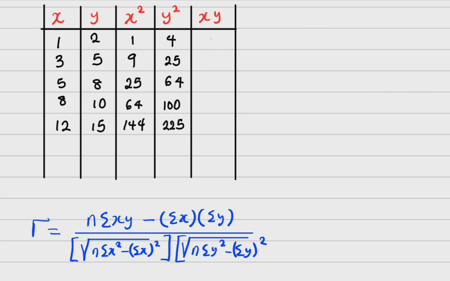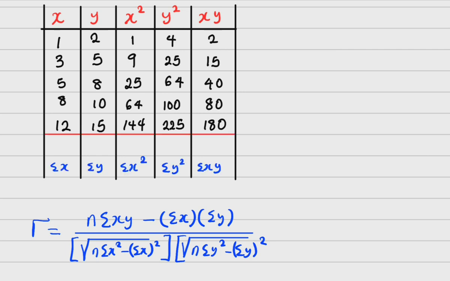So 1 times 2 is 2. 3 times 5, we have 15. And we have 40, we have 80. Then 12 times 15, we have 180. Now, remember, if you check the formula, just like you can see on the screen, we need summation x, summation y, summation x squared, summation y squared, and summation xy. So we will have it now.